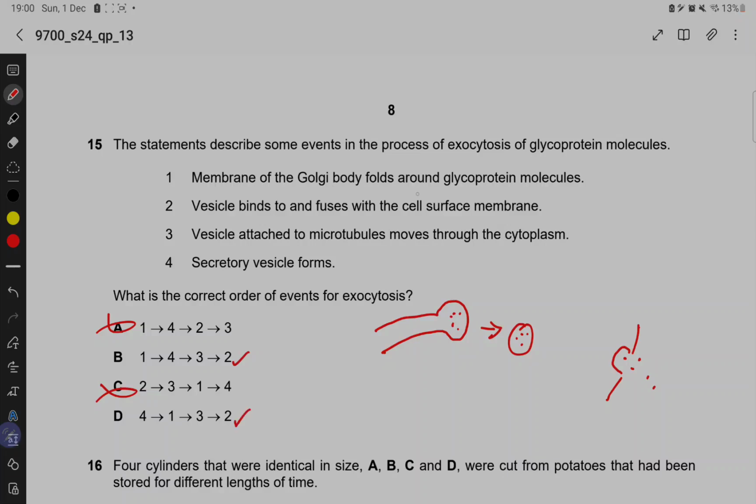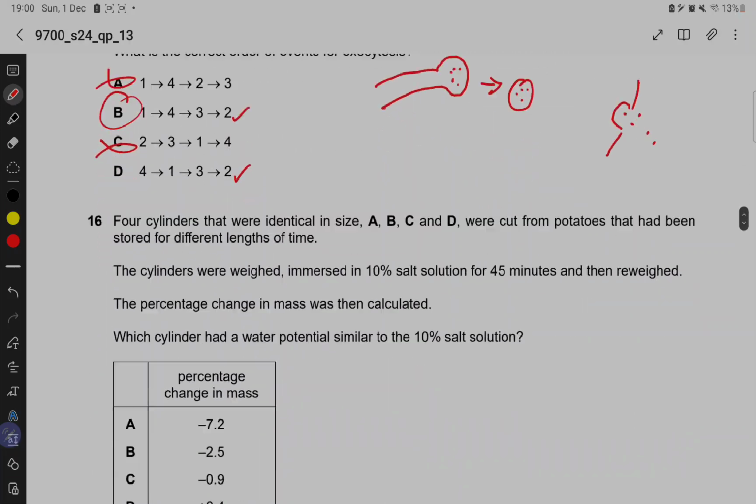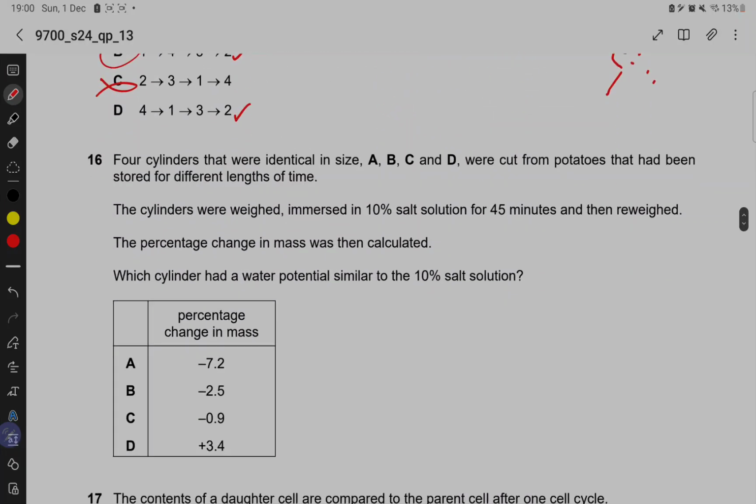Membrane of the Golgi body folds around the glycoprotein molecules. So the Golgi body is going to take in the glycoprotein molecules first, then you'll form your vesicle, and then it'll move throughout the cytoplasm by the microtubules. Yeah, B looks correct. Okay.